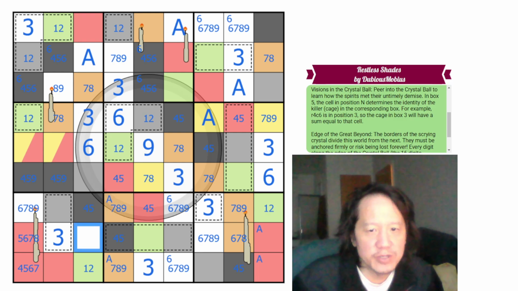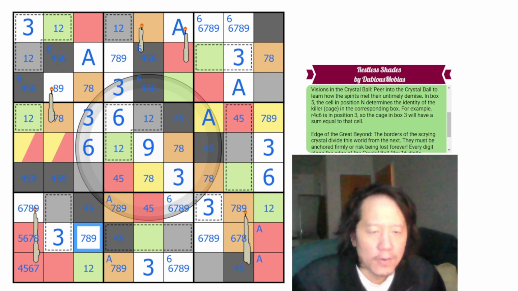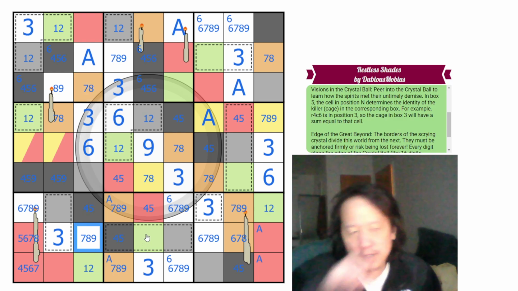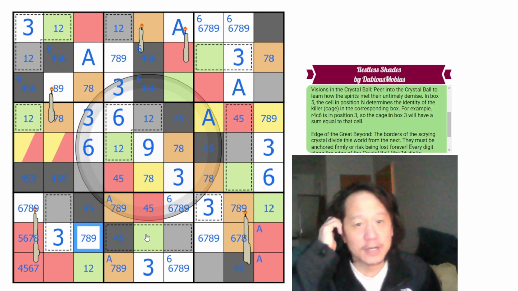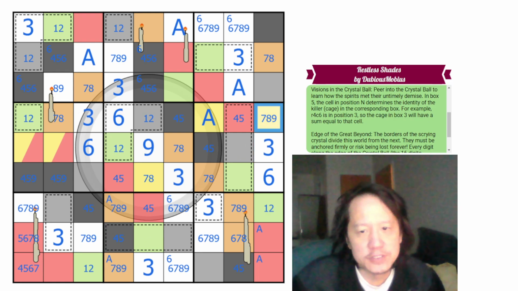This has to be the other 7, 8, or 9, right? Because it sees all the 4 5s, it sees all the 1 2s, it sees the 3 and 6, therefore it has to be 7, 8, or 9. It's the non-A 7, 8, or 9. So therefore it would match this. So this is B.